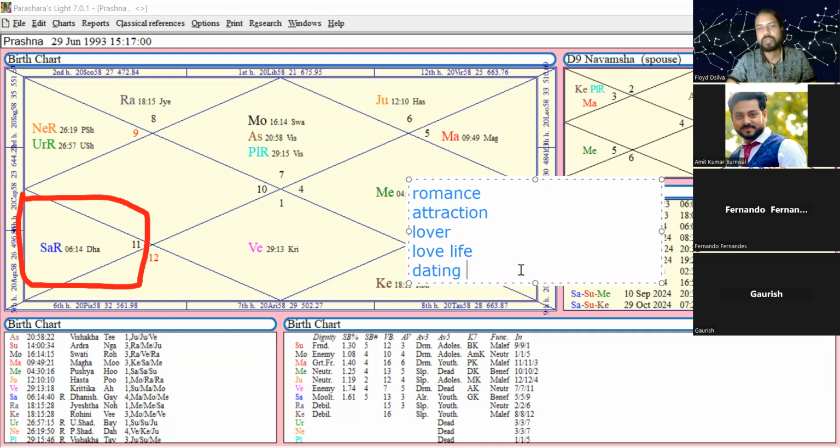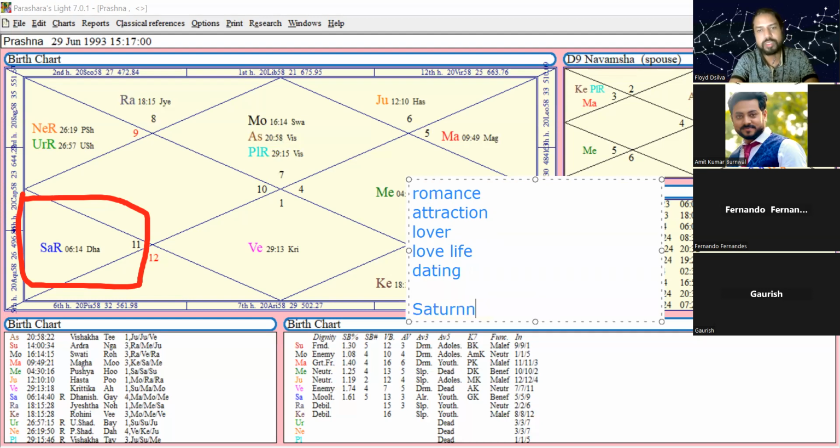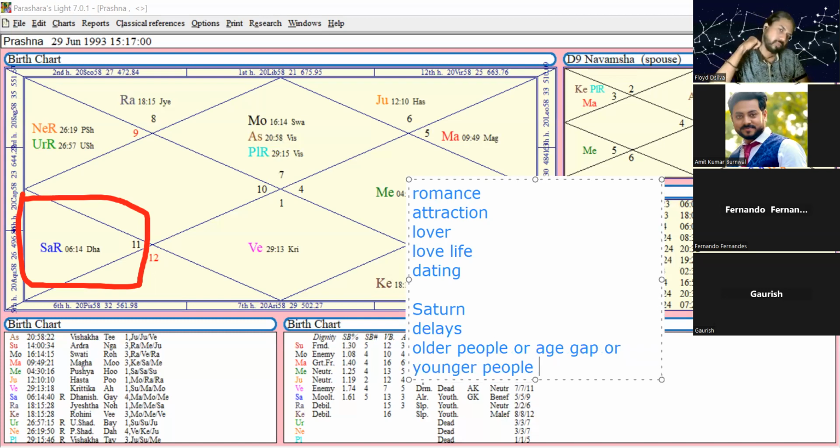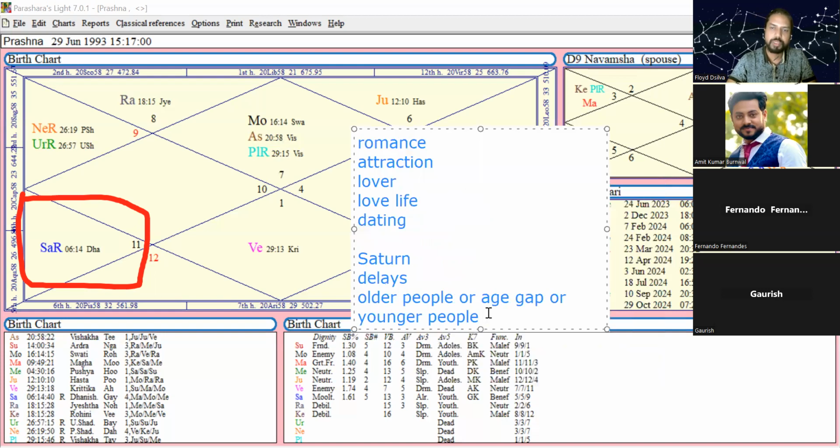So if Saturn is in the 5th house, what will happen? Saturn, the standard meaning we know is what? Saturn is the planet of delays. Older people, or with some age gap, or younger people. Correct. A huge age gap. Sir, can't we see younger people from Mercury? No, no. Saturn means some age gap will be there.